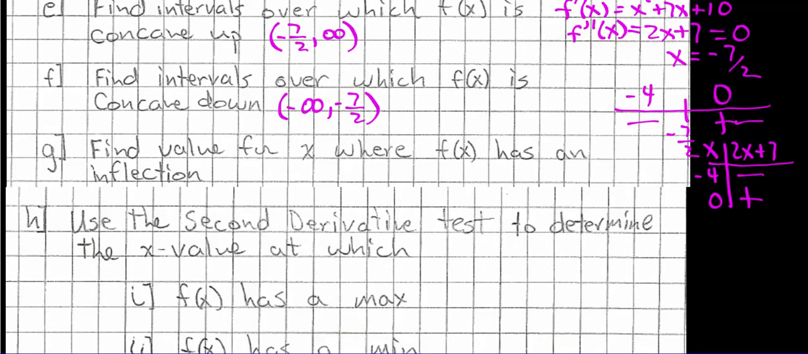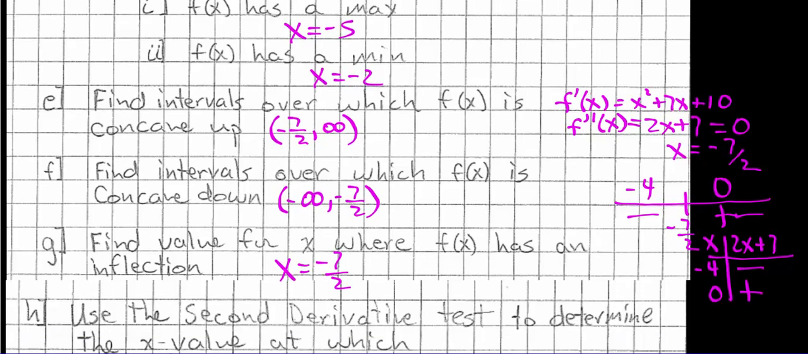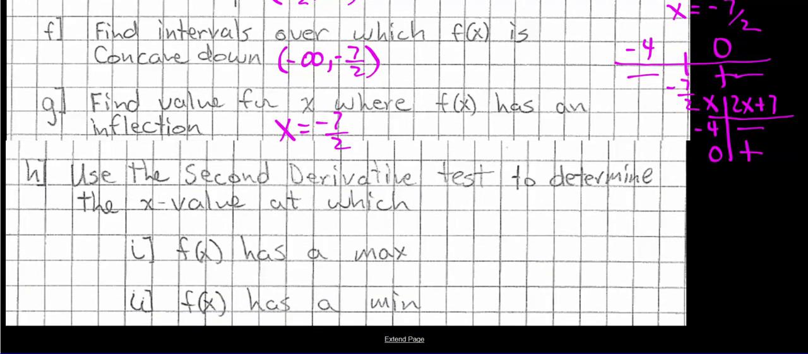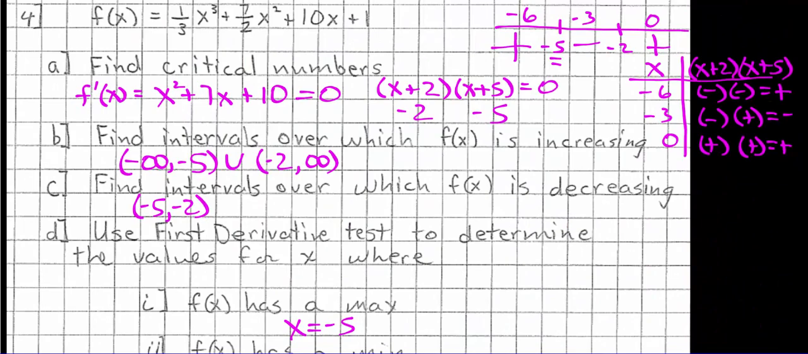Now find the value where you have inflection. Well, x equals, let's see here. Okay, x equals -7/2. That's where everything changes. Now the second derivative test just simply means, look, we take the critical numbers that we got up here, -2 and -5.